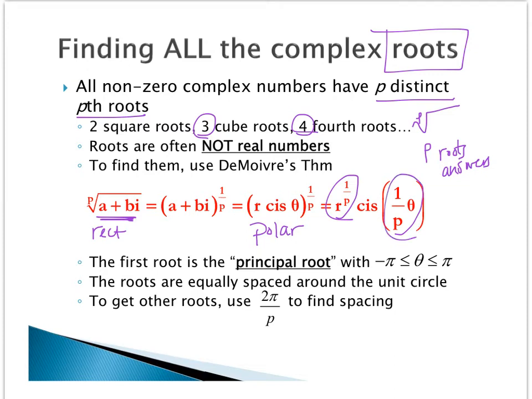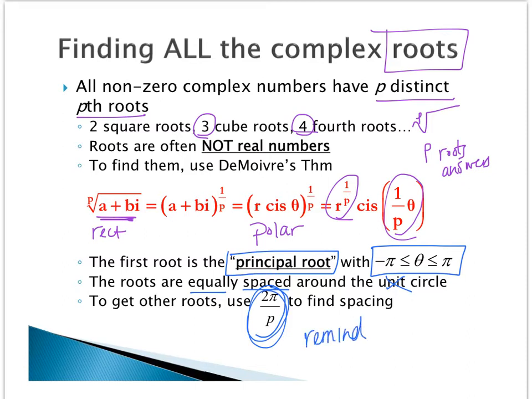Now after we apply DeMoivre's theorem, the first root is called the principal root. And for the principal root, the angle can be between negative pi and pi. I know this is a little confusing because in all other areas we want our angle to be between 0 and 2 pi. Once you find this first root, it's kind of like your starting point. And the roots are going to be equally spaced around the unit circle, or I guess we could just say around the circle. To get the other roots, we are going to use 2 pi divided by p to find the spacing.